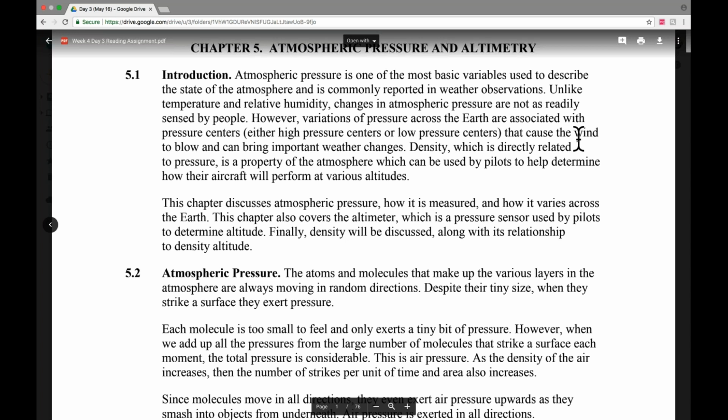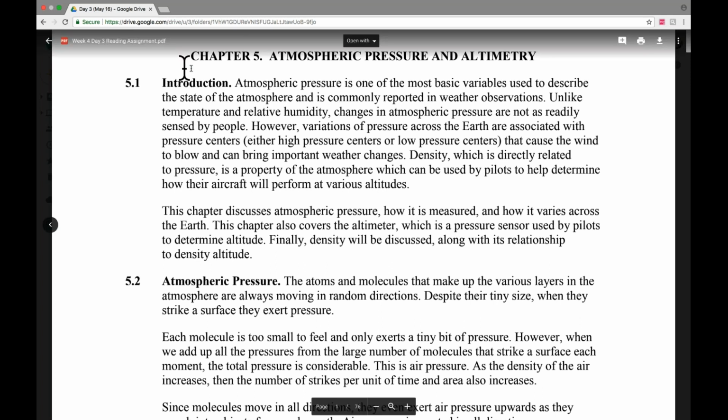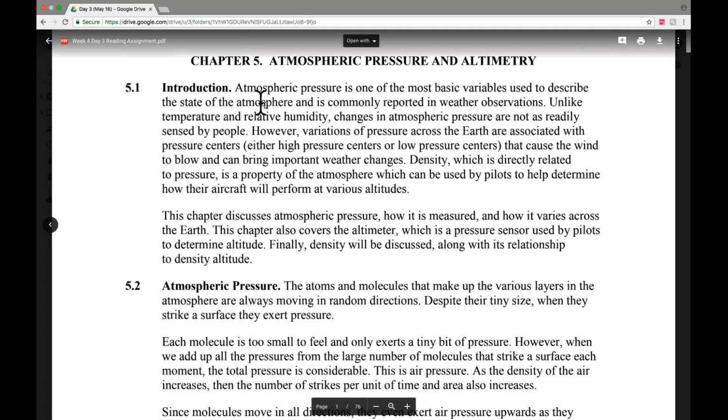But the point of what I was talking about stood. It was still important. So, atmospheric pressure is one of the most basic variables used to describe the state of the atmosphere, and is commonly reported with weather observations. Like he's talking about in the video, pilots below 18,000 feet are constantly getting updates on pressure changes as they fly, and that's due to the changes in pressure and what it does to our altitude.